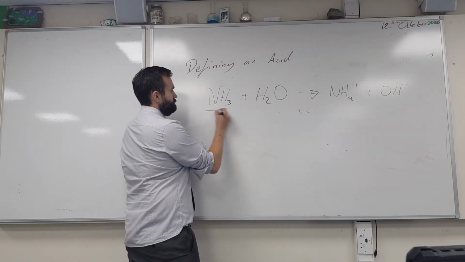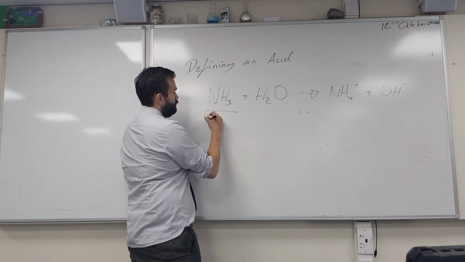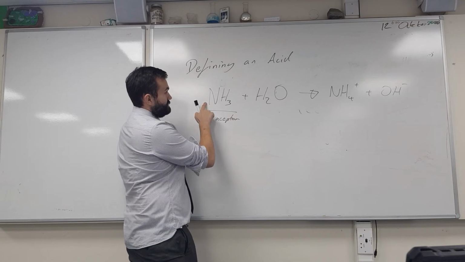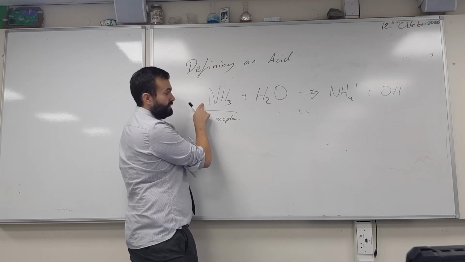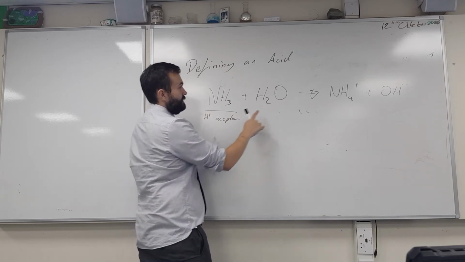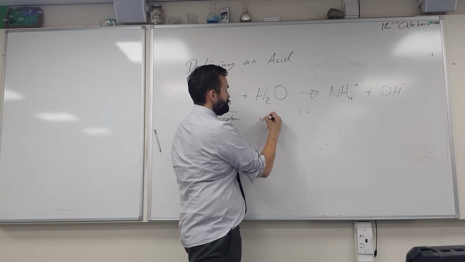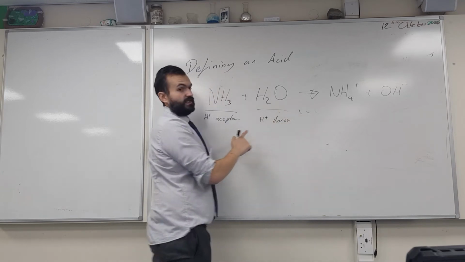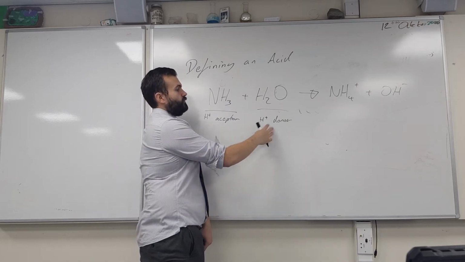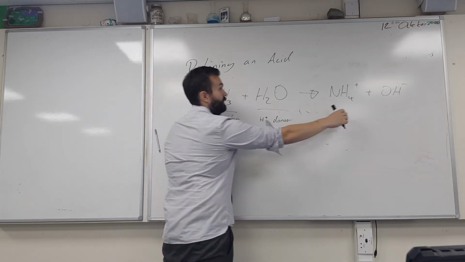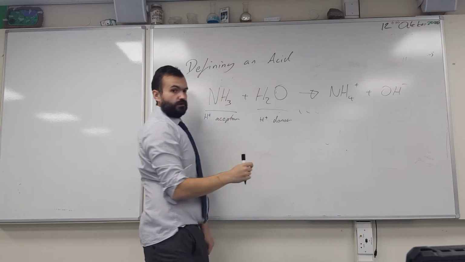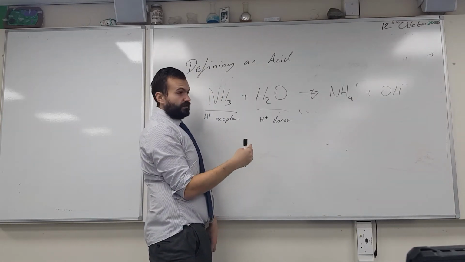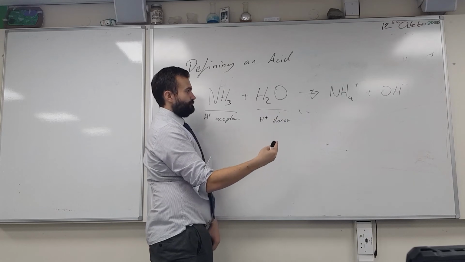So this is our proton acceptor. So that means this ammonia is the base. This time this is the H plus donor. So this time our water is acting as an acid. So when our water acts as an acid, our product is the OH minus, and when it acts as the base, the H plus acceptor, it turns into that oxonium ion.